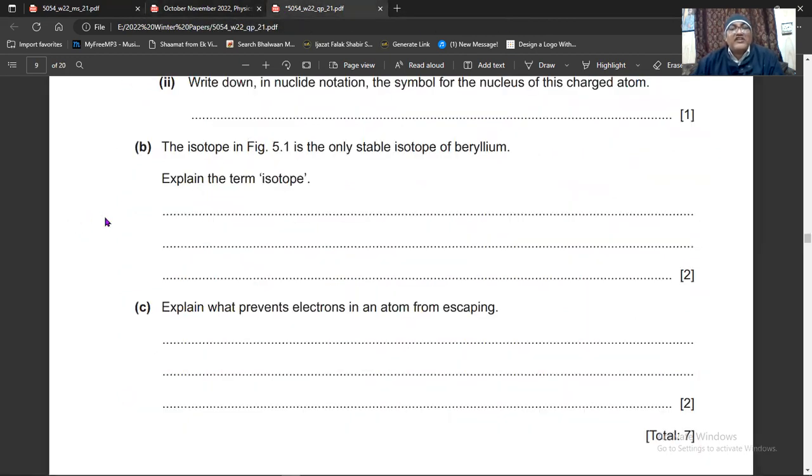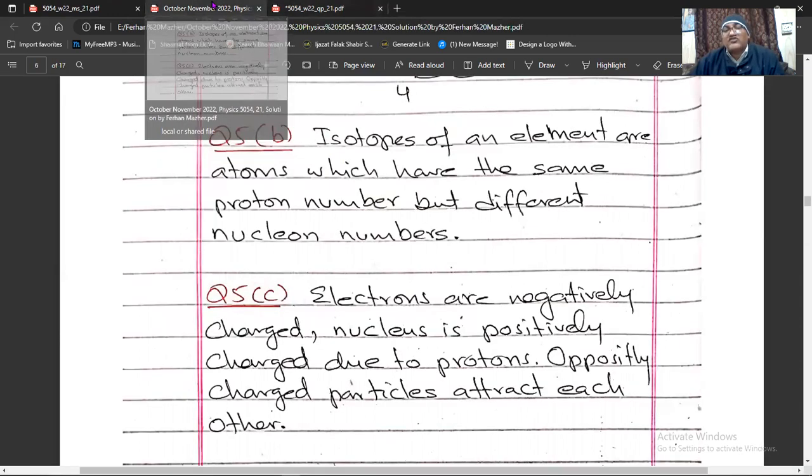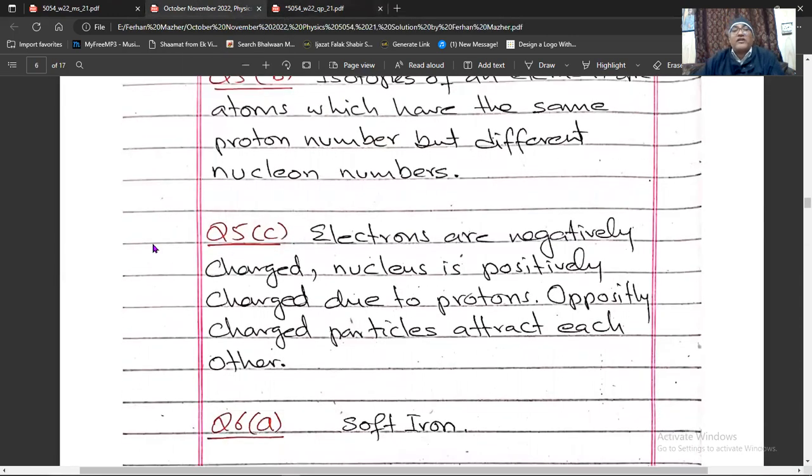Then the question is the C part of question number 5. He says, explain what prevents electrons in an atom from escaping. You see, the electrons are in orbit and they are negatively charged, and the protons are positively charged and they are inside the nucleus. The protons are positive, electrons are negative, so they have electrostatic force of attraction. That electrostatic force of attraction keeps the electrons in the orbit.